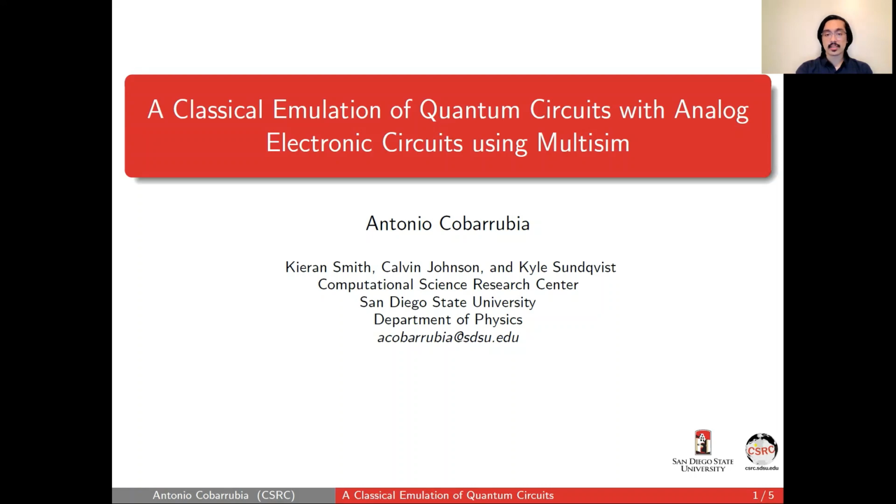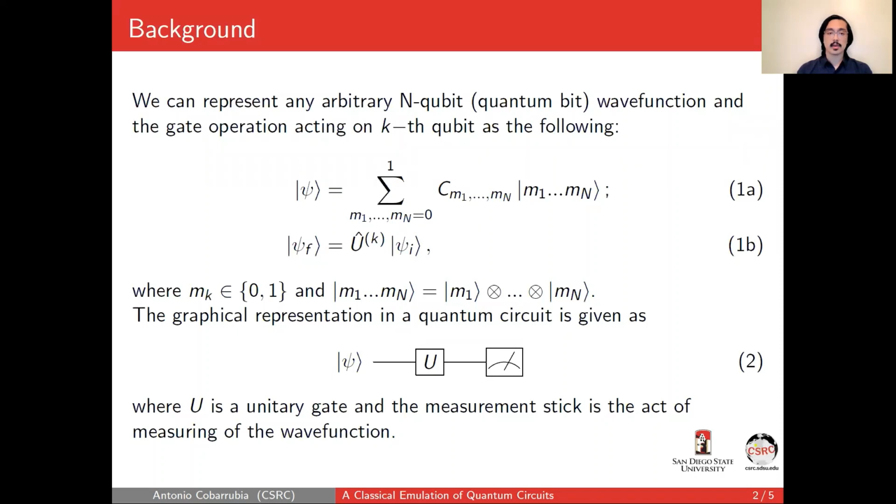Now, before we can begin deciding how an analog circuit emulates a quantum circuit, we need to know what a quantum circuit is. Essentially, a quantum circuit contains bits known as qubits, which take on the states 0 and 1. However, these states are determined by a quantum wave function. If we have an n-qubit system, we can take the tensor product of all qubit states and form a general arbitrary wave function, as you see here in equation 1.